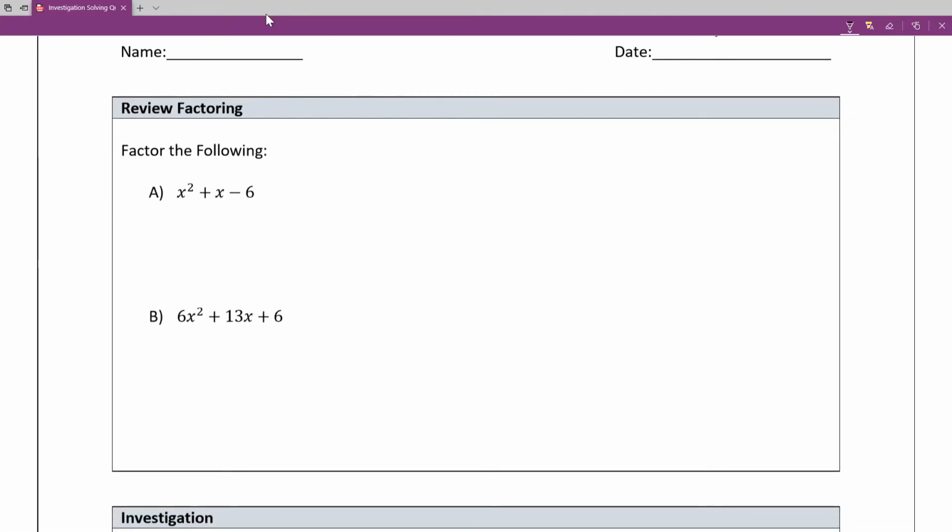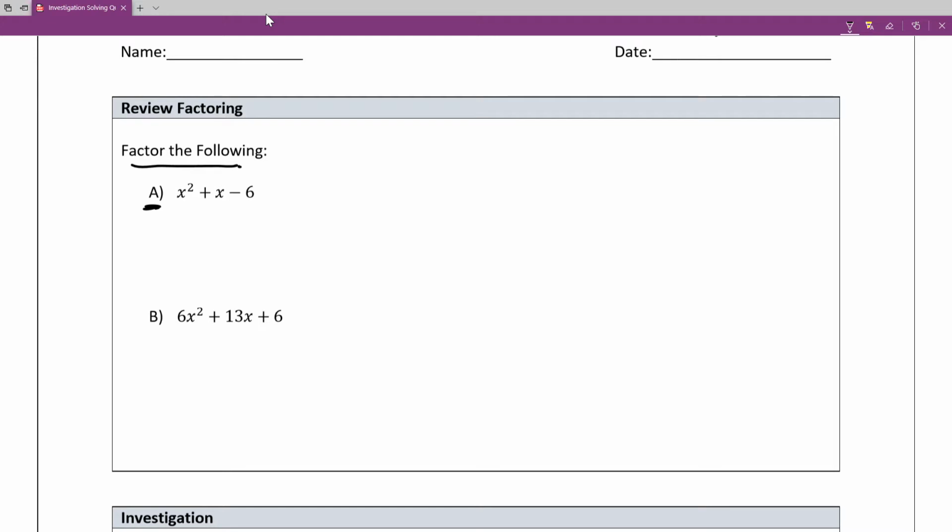So, in order to solve quadratic equations, we need to know how to factor. And this is just a review. We've done this before. So let's look at the first one. Factoring a quadratic expression with coefficient 1, with a equal to 1.